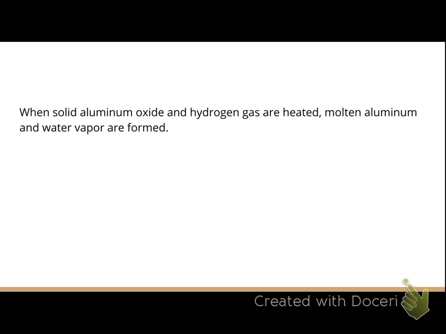When a solid aluminum oxide and hydrogen gas are heated, molten aluminum and water vapor are formed. So in any of the problems we've seen before, what was formed or produced was kind of in the middle, and then we looked at what was after that. So now we have to go back and read. So the things that are formed were molten aluminum and water vapor. So that's product 1, that's product 2.